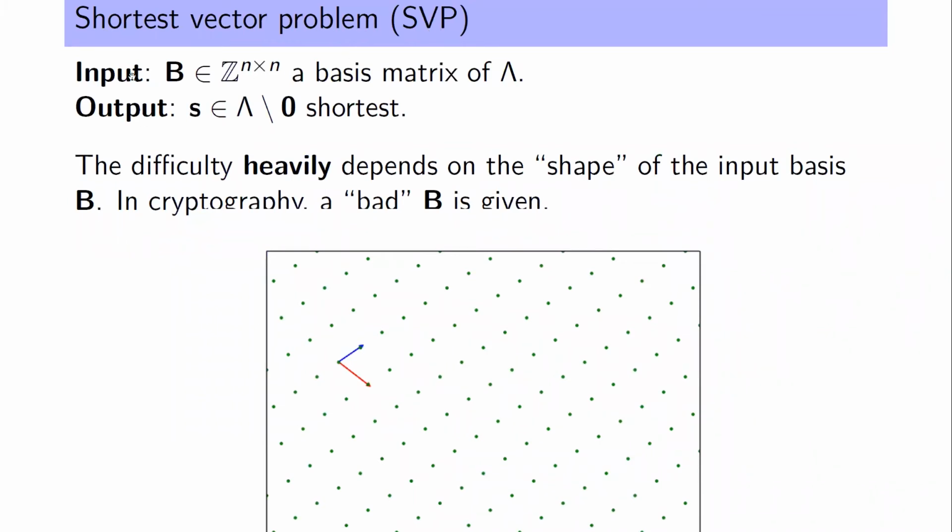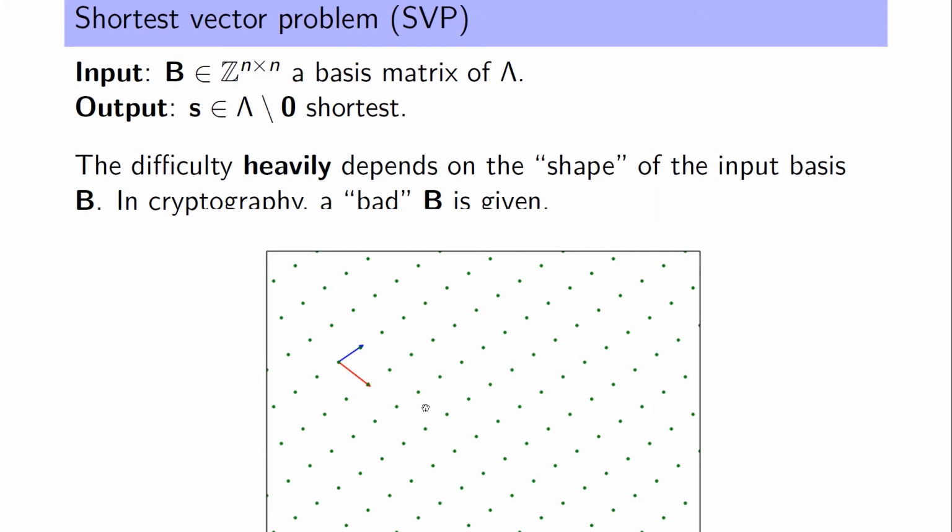The input is a basis, and the output is the shortest non-zero vector in the lattice generated by this basis. And again, like the decoding problem, where you start with some good basis and then do some permutation of this basis to get a bad basis, that's the same philosophy here. The difficulty of this problem does not really depend only on the lattice, because my underlying lattice is always fixed, but it actually depends on the shape of the input basis B. So in cryptography, we want a bad basis B.